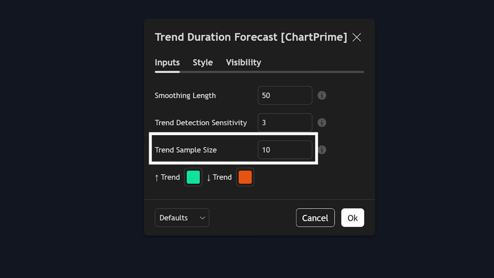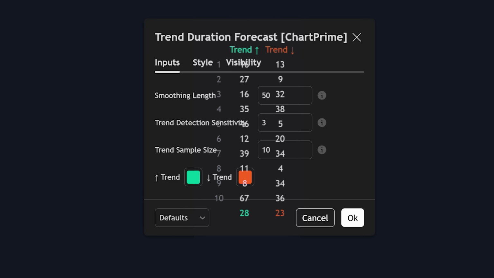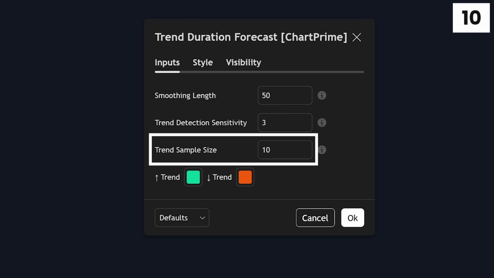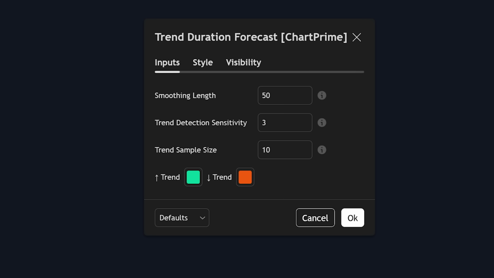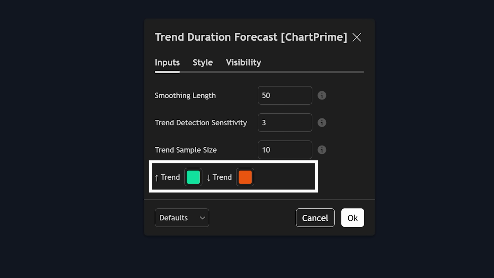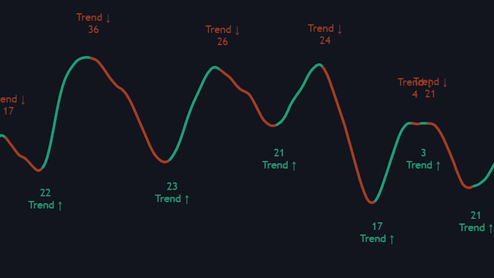Trend sample size tells the script how many past trends to include when calculating forecasts. The default of 10 gives you a stable average without overfitting to just 1 or 2 outlier trends. You can also customize the colors for uptrends and downtrends. Now I'm going to reveal an incredible strategy that combines this trend duration forecasting with another powerful technical tool.